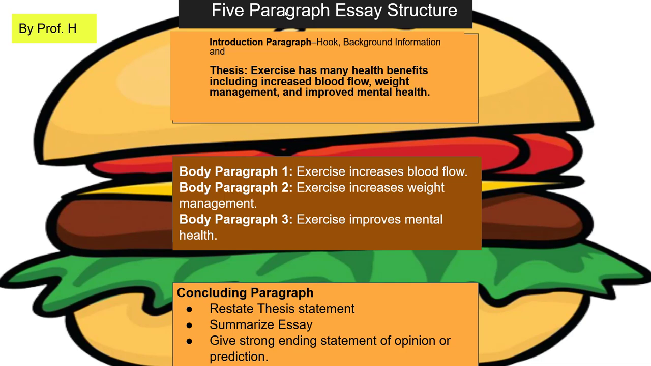Then after you make sure that you have good essay structure, you're going to fill this in. So exercise increases blood flow. Then you're going to write 5 to 7 sentences about how exercise increases blood flow. Then you're going to write 5 sentences on how exercise improves weight management. And then you're going to write 5 to 7 sentences about how exercise improves mental health. And so that's the general essay structure.